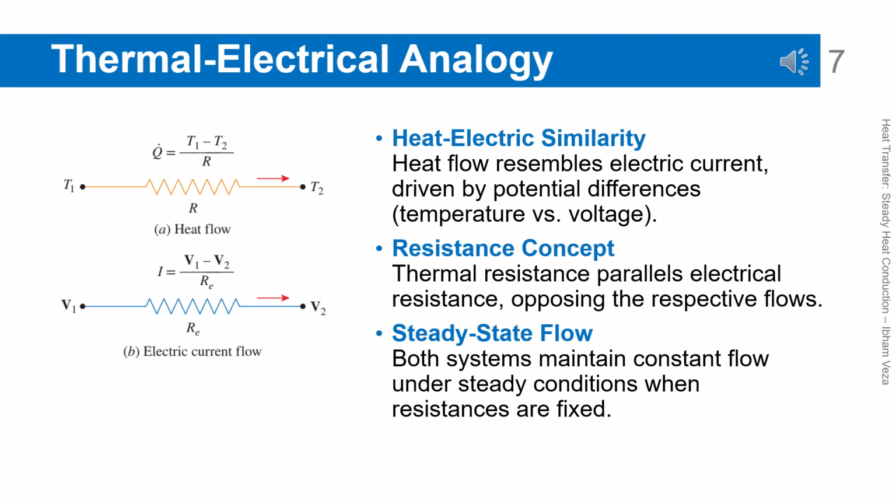Thermal electrical analogy. Heat flow can be analogized to electric current that flows due to a potential difference. In thermal systems, temperature difference plays the role of voltage difference. Thermal resistance acts like an electrical resistor that opposes the flow. The relation Q equals T1 minus T2 divided by R is similar to I equals V1 minus V2 divided by R. This analogy is very useful for building complex thermal resistance networks.